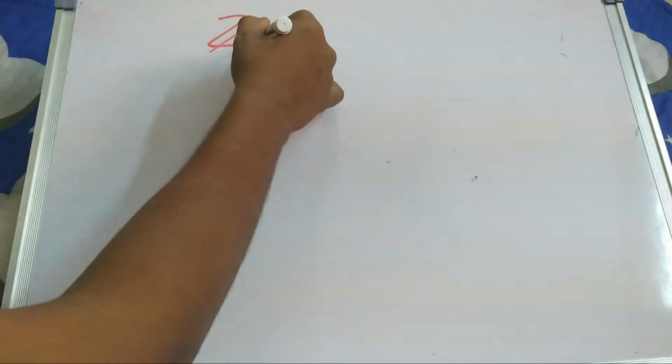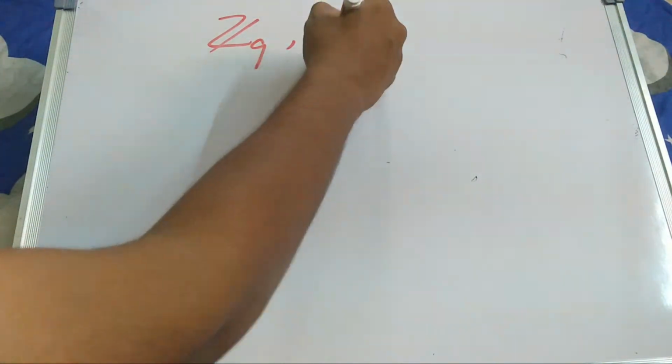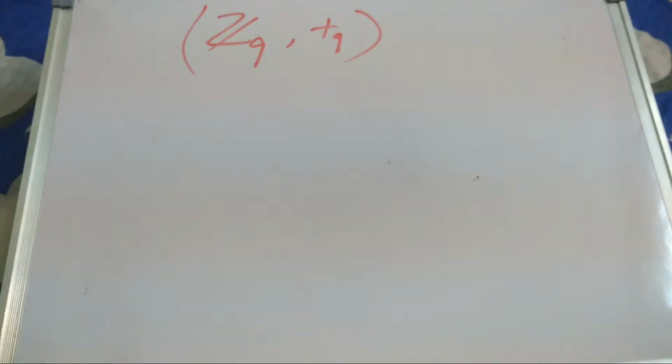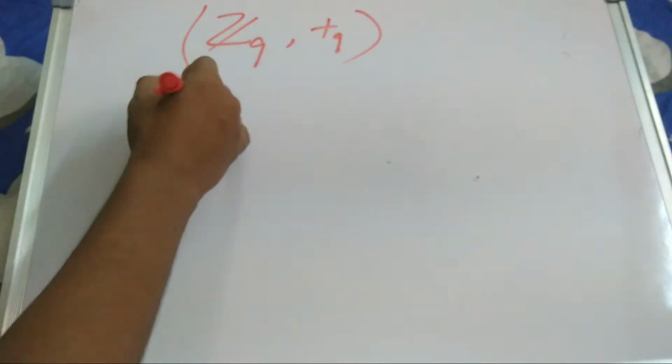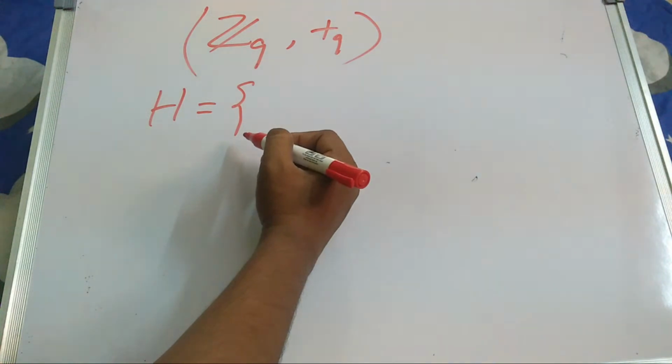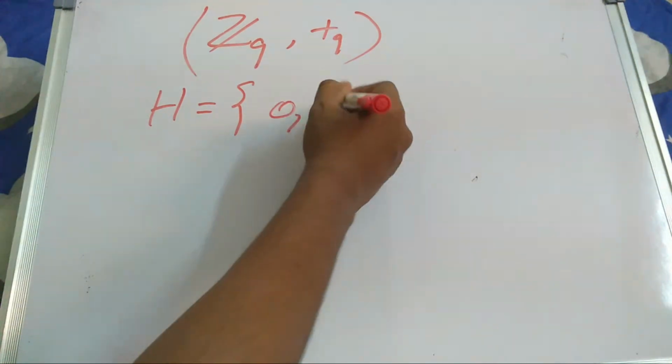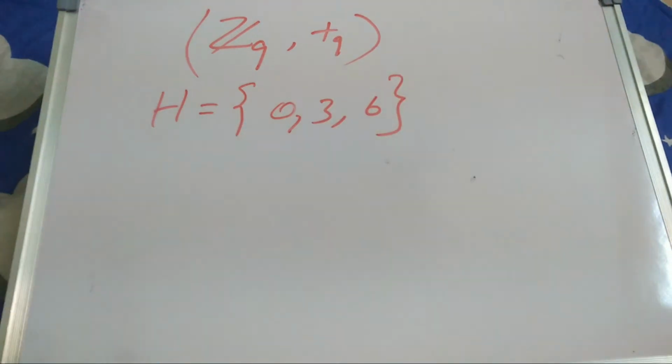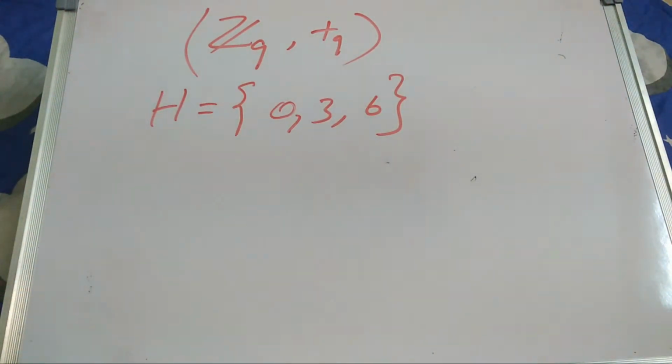Say Z9 under addition modulo 9. So Z9 under addition modulo 9 forms a group. Now let me give the subgroup H to be, say, the subgroup generated by 0, 3, 6. Let us consider this subgroup. Now our claim is to try to prove that this is a normal subgroup of Z9.